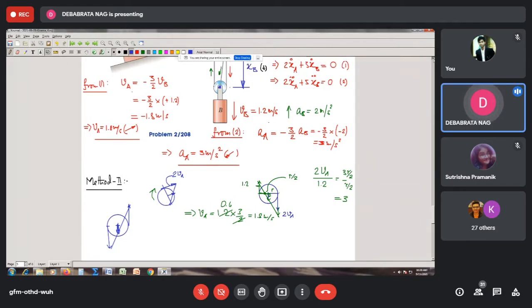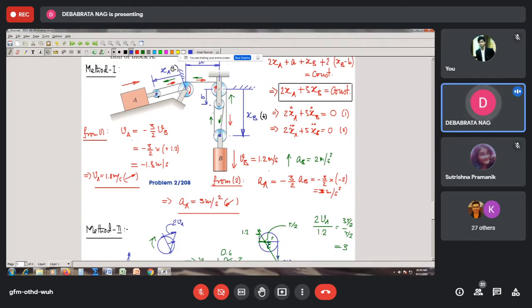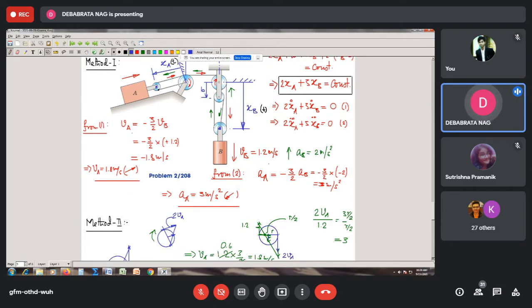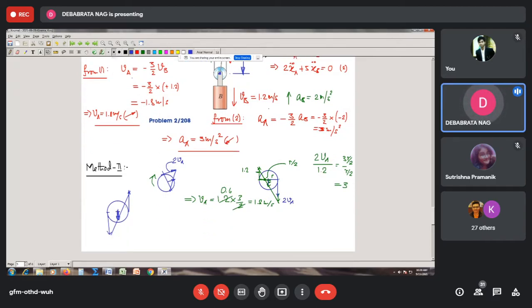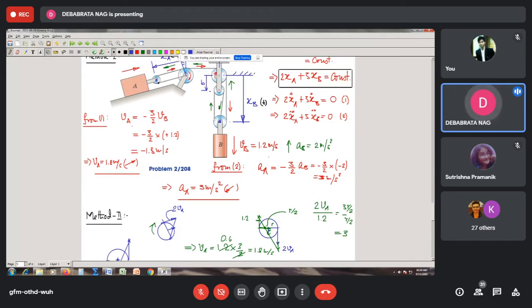Why? Because just now we have seen that, since this string is connected with this fixed pulley, the two ends' velocities must be equal. In other words, what it demands is an equal and opposite velocity: not only equal in magnitude, but opposite in direction. But it contradicts here, because we find they are in the same direction. The directions are not opposite, number one. Number two, their magnitudes are also not equal. So it is not physically satisfying the requirement that this string is passing over this fixed pulley.